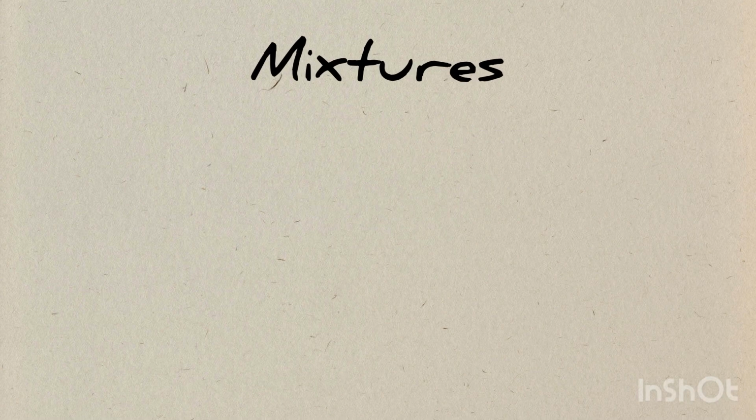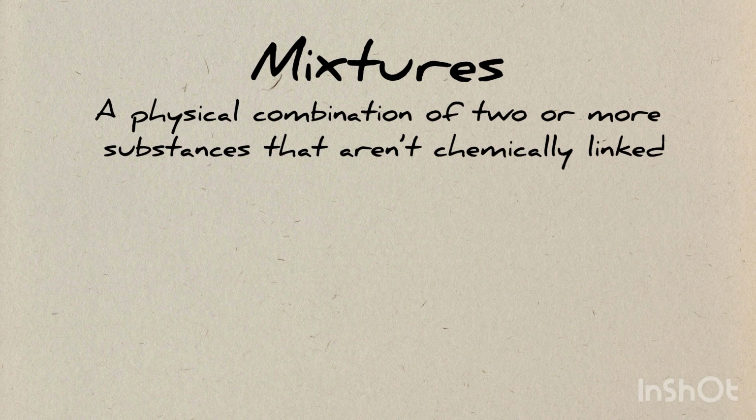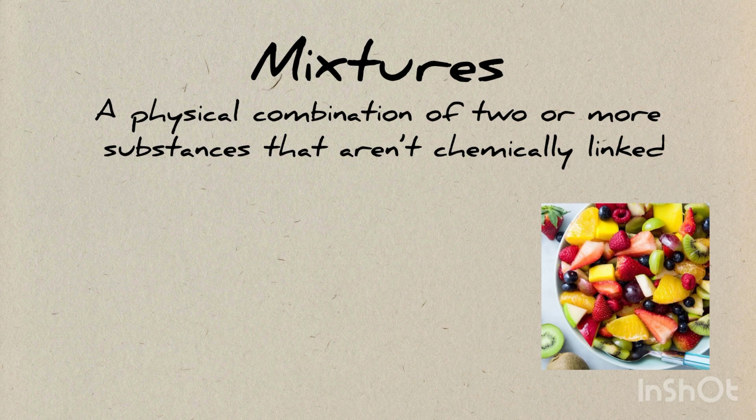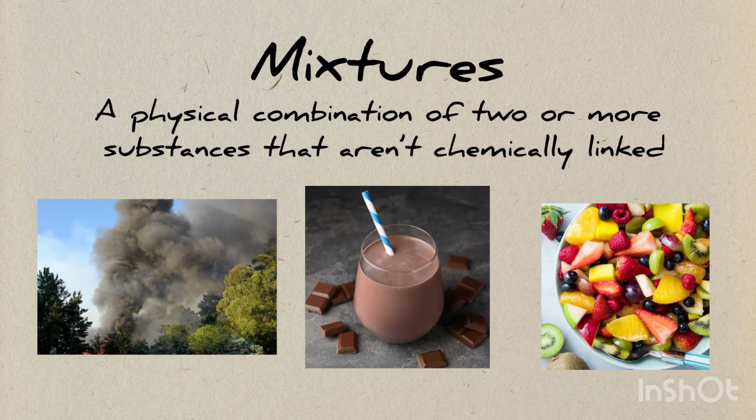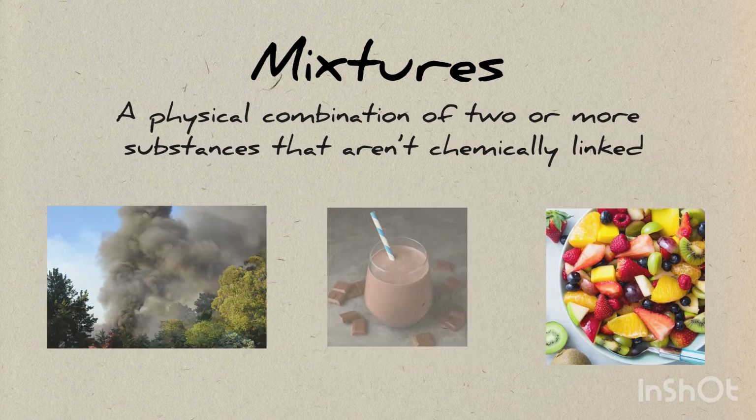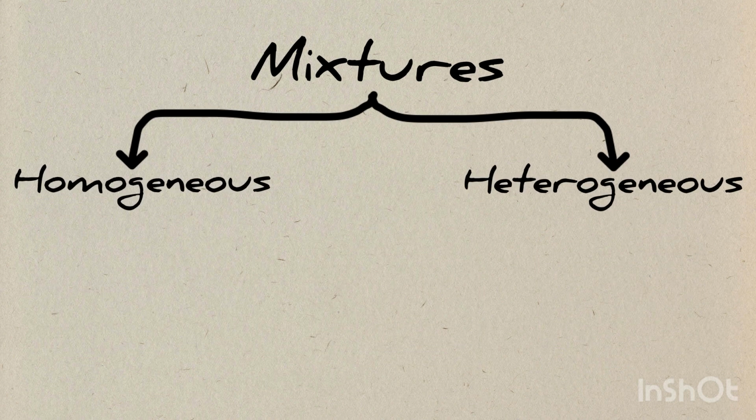First, what's a mixture? A mixture is a physical combination of two or more substances that are not chemically linked. For example, a fruit salad where the fruits are not chemically bonded, chocolate milk, and even smoke in the air is considered a mixture. There are two types of mixtures, homogeneous mixtures and heterogeneous mixtures.